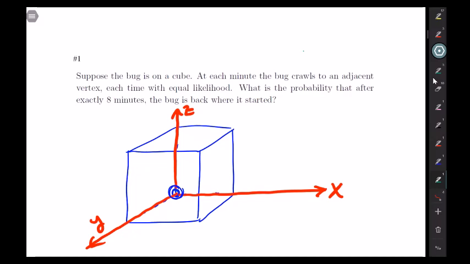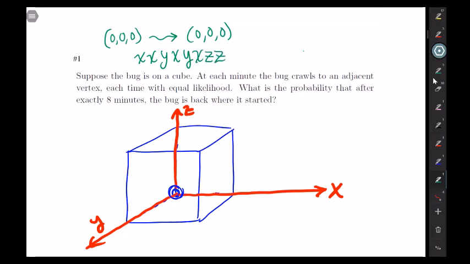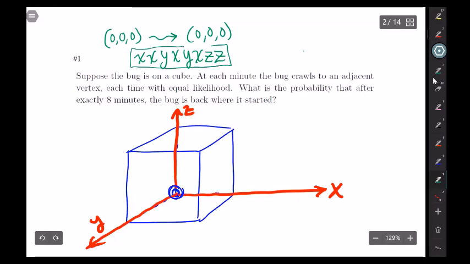Suppose that I start at 0, 0, 0, and I'll do the following moves. Let's see if someone can transcribe what I'm about to do. I start at 0, 0, 0, and I will end up at 0, 0, 0 with the following moves: X, X, Y, X, Y, X, Z, Z. Can someone explain what this means? So what is the path I'm following here?